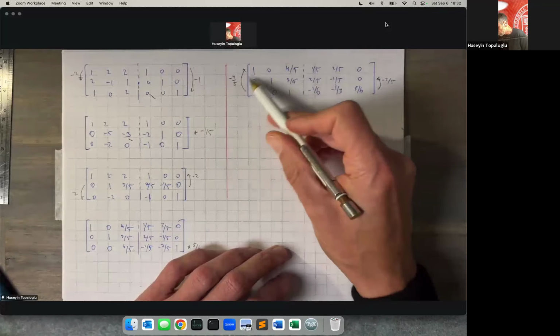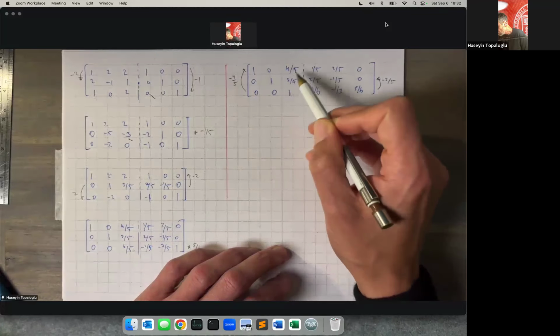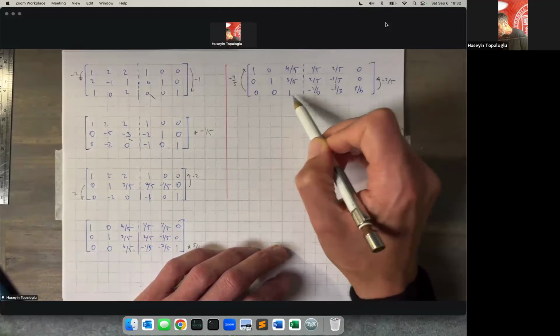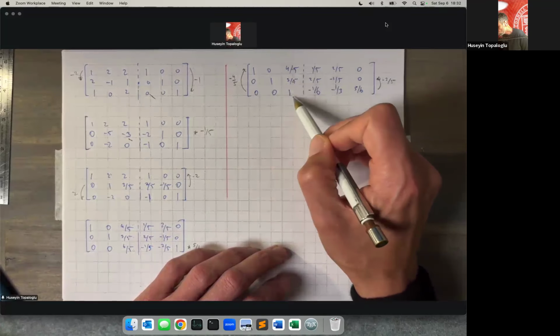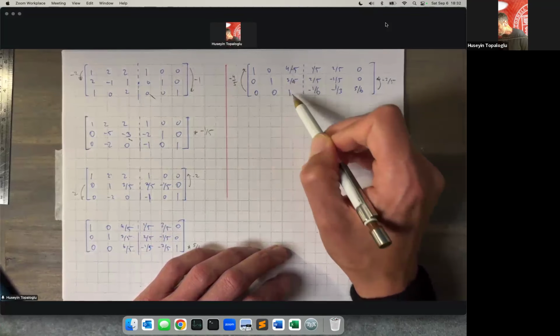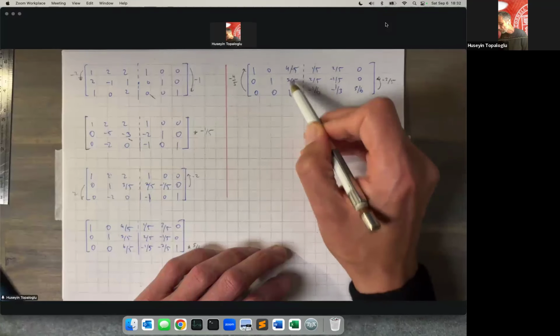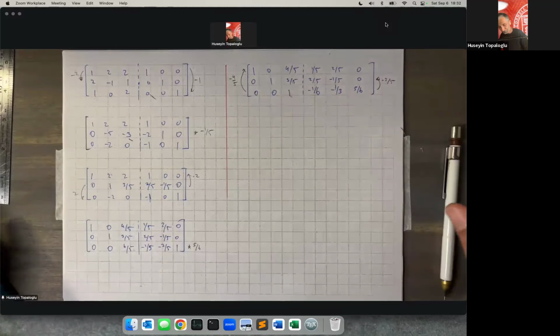Okay, so I want this matrix to look like the identity. So I want this column to look like 0, 0, 1. So I already have a 1 here. If I want this to look like 0, I'm going to take the last row, multiply that by minus 4 over 5, add it over here. So in that case, that's going to turn into 0. And if I want this number to turn into 0, I'm going to take this last row, multiply that by minus 3 over 5, add it over here. In that case, this number is going to turn into 0. Let's do the arithmetic.